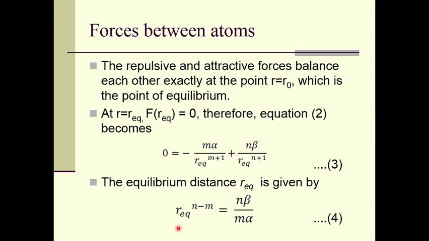So in order to find out the equilibrium separation, we can use this equation and we can easily find the equilibrium separation between the two atoms where the bond is formed. At this point, the equilibrium separation where the two energies balance each other, the potential energy is minimum and the two forces, attractive and repulsive, balance each other. So this is the equilibrium separation, right.